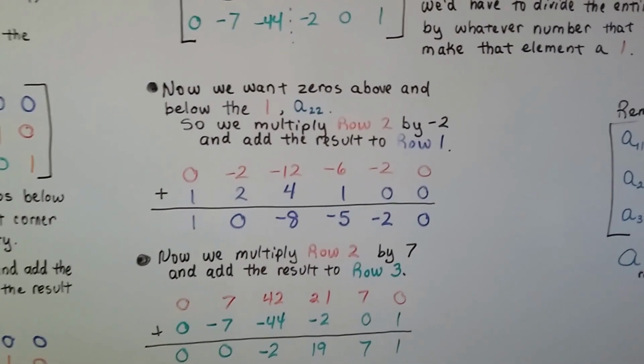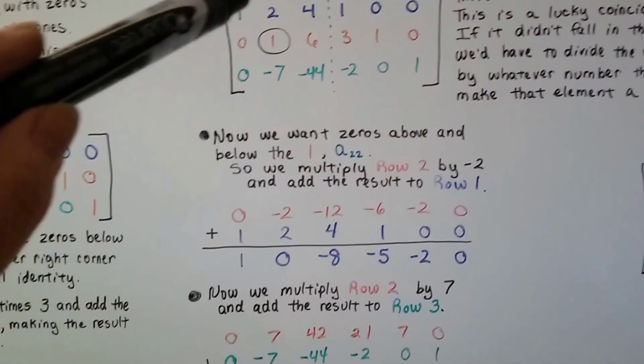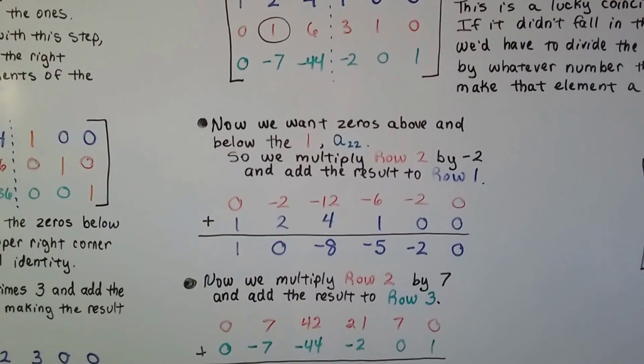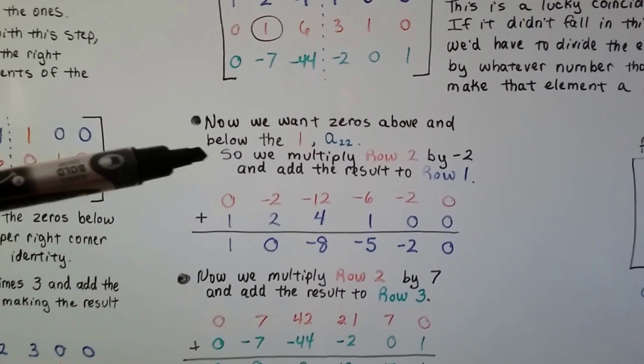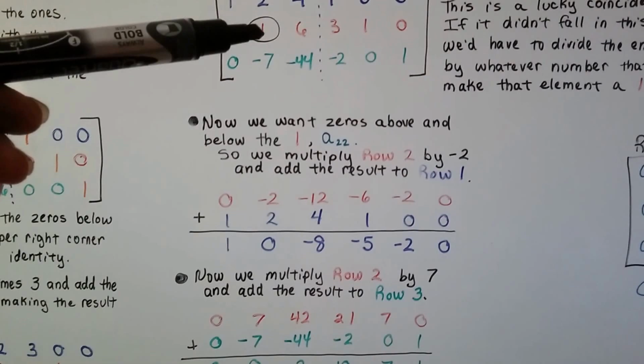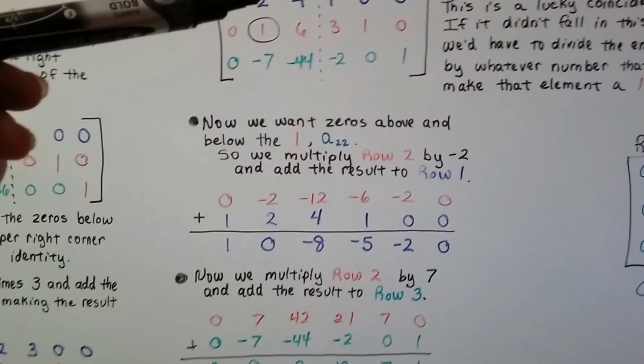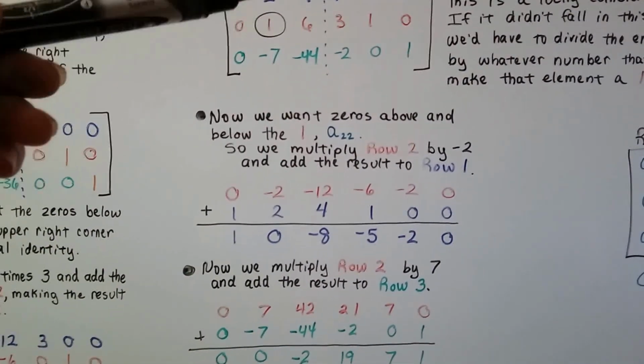So we want zeros above and below this 1. The 2 and the negative 7 need to turn into zeros. So we can multiply row 2, because there's a 1 here. We can multiply it by a negative 2. That'll get rid of that one, won't it? That'll turn that into a 0.